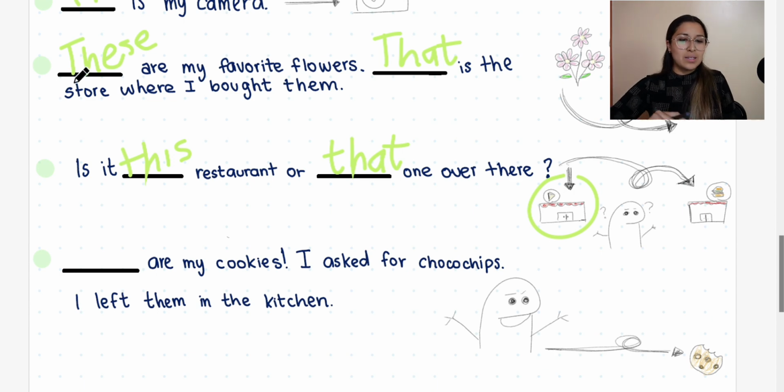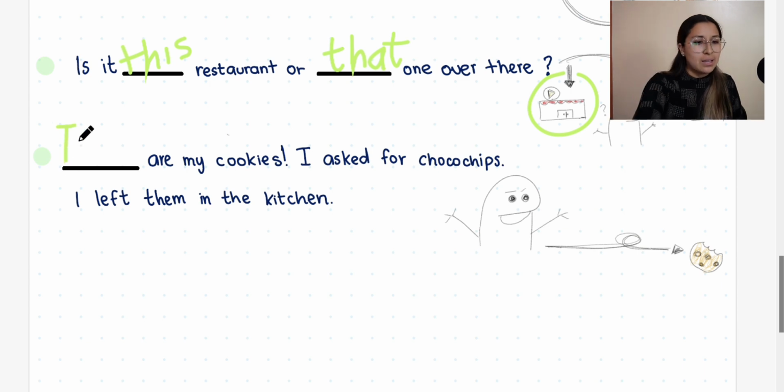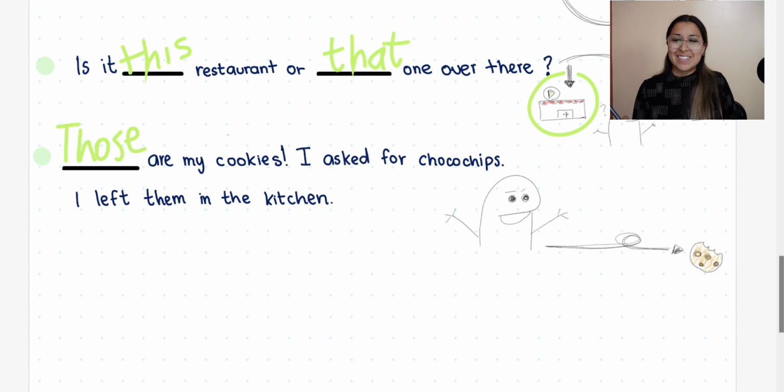Now the last one is, blank are my cookies? I asked for chocolate chips. I left them in the kitchen. So maybe I'm in the bedroom and my mom is telling me, hey, I'm gonna eat this cookie, and I'm yelling, hey, those are my cookies. I asked for chocolate chips. I left them in the kitchen. I know that they are far away, but I'm telling that those are my cookies.